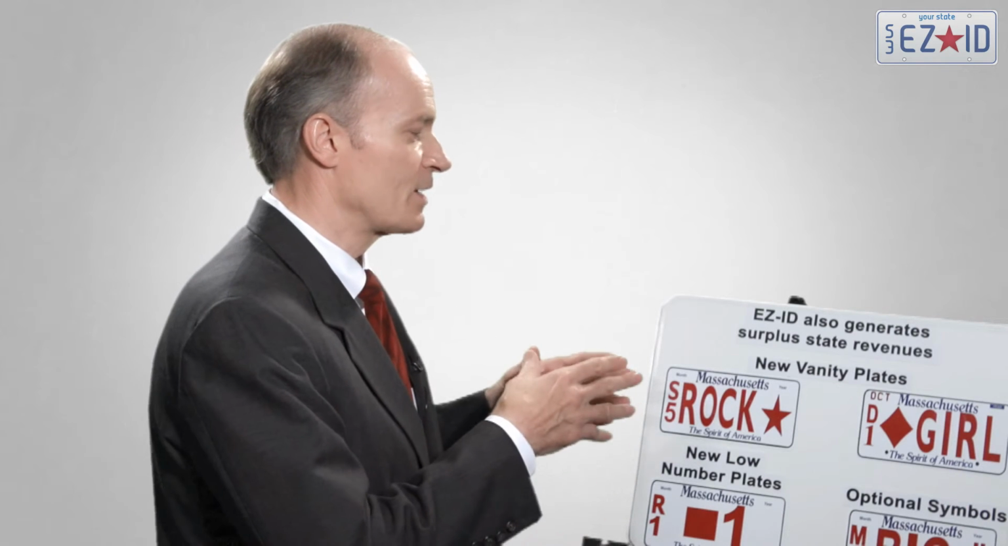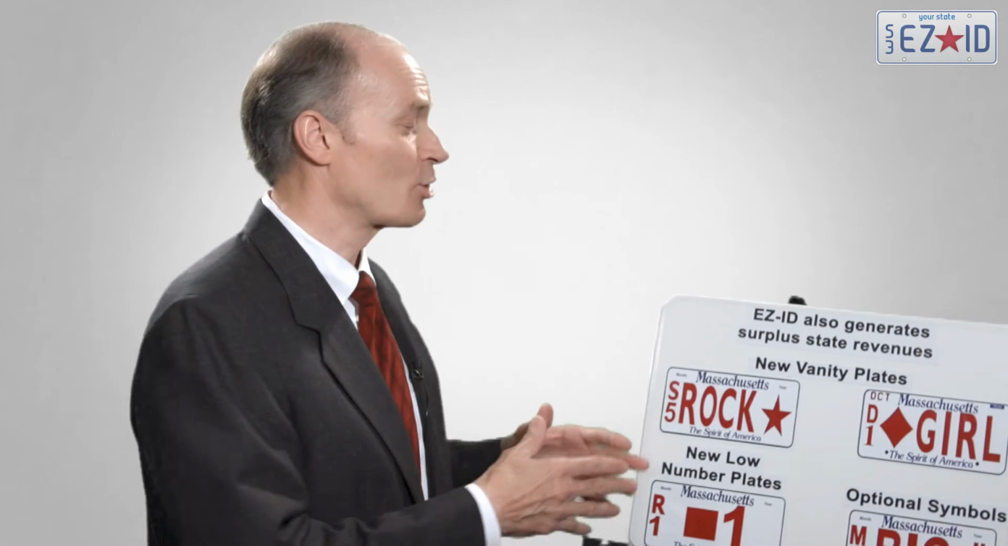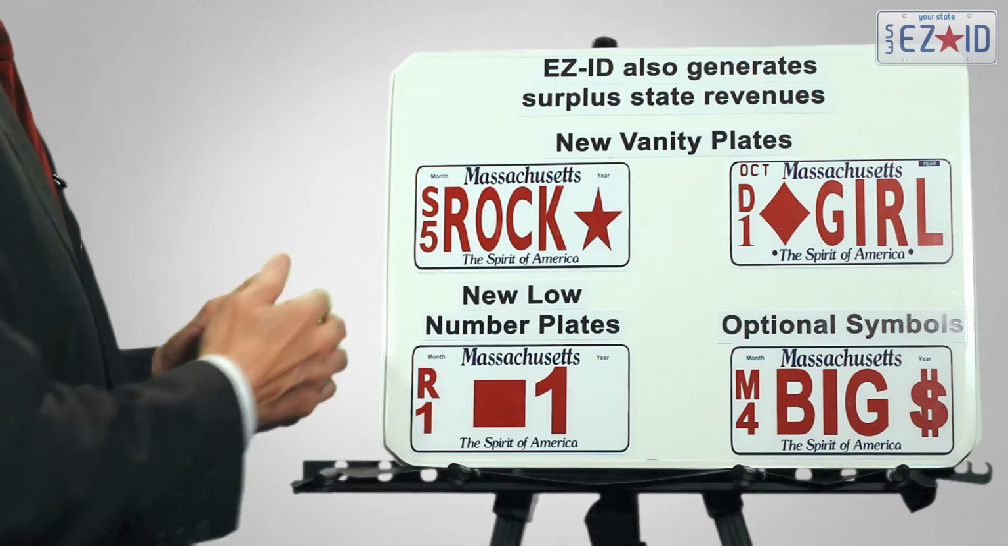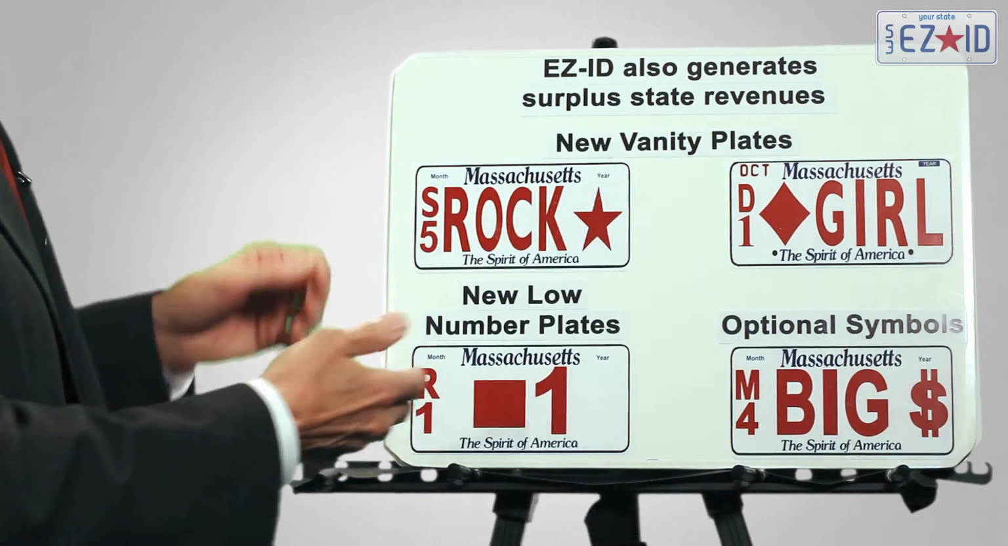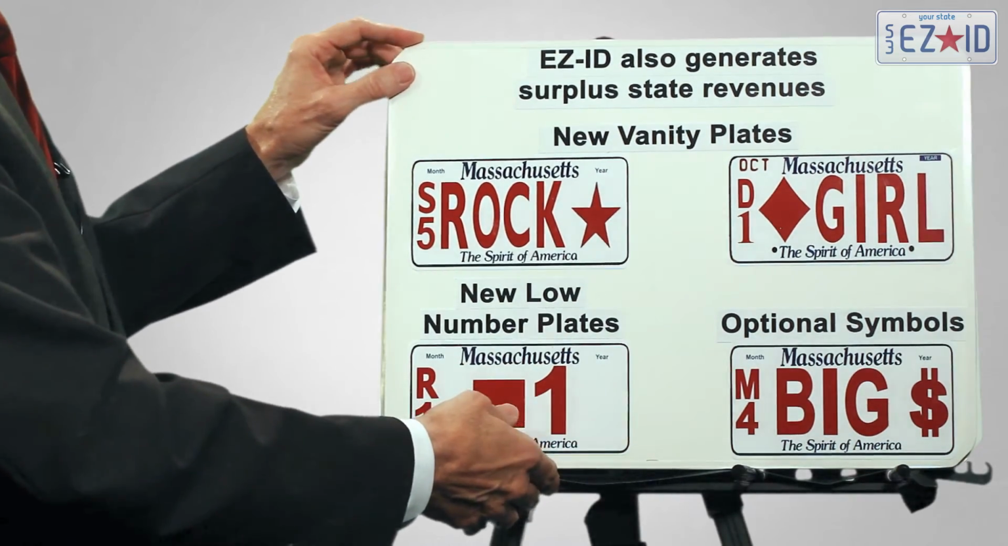Though it's mandatory for the general issue plates, symbols can also be used creatively in creating new revenue for the states through vanity plates. As you can see, Rockstar, Diamond Girl, or through specialty symbols.